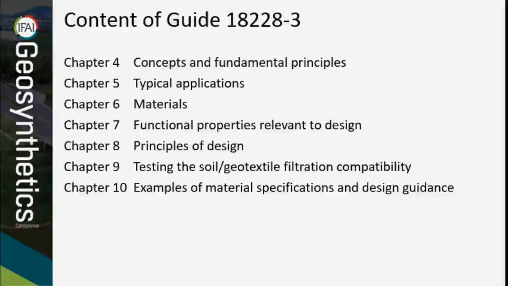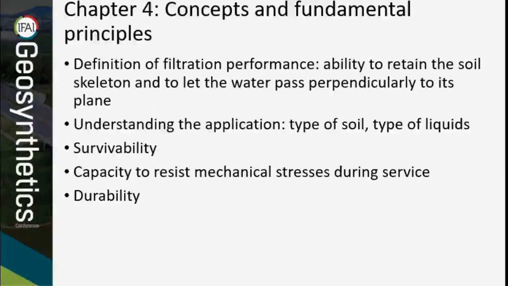The ISO technical report 18283, on the design of geotextiles for filtration, includes, based on all this analysis and meetings conducted within the technical committee, several chapters which we are going to present now. Chapter 4 introduces concepts and fundamental principles. We define what filtration performance is: the ability to retain the soil skeleton and to let the water pass perpendicular to its plane, which is what has always been developed in every filtration criteria around the world.